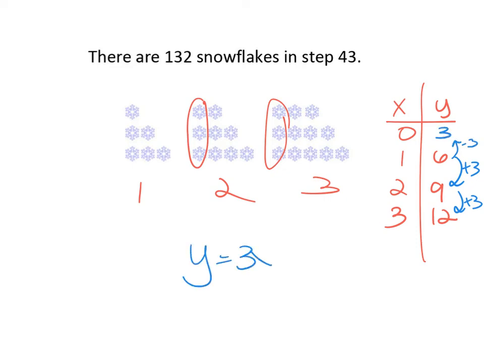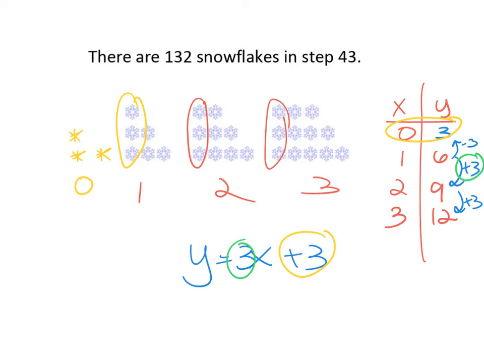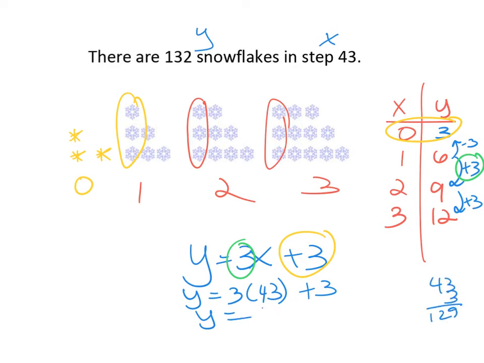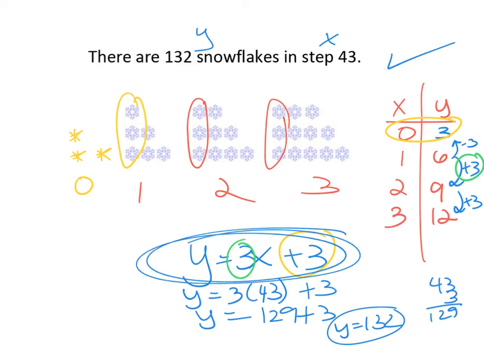So the equation is 3x plus 3. This 3 comes from adding 3 each time. This 3 is because that's our initial value when x is equal to 0. And again, you can see if you go backwards to stage 0, you've got these 3 snowflakes. And again, just to check, let's see, y equals 3 times 43 plus 3, y equals 129 plus 3, which is 132. So that works. Okay, so this would be the equation for that.